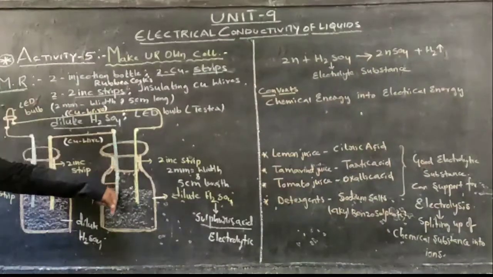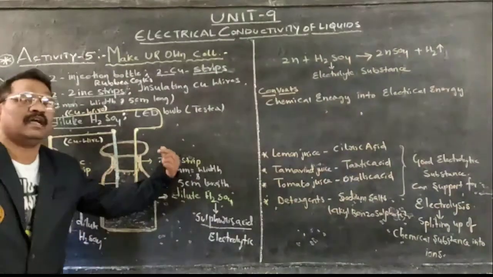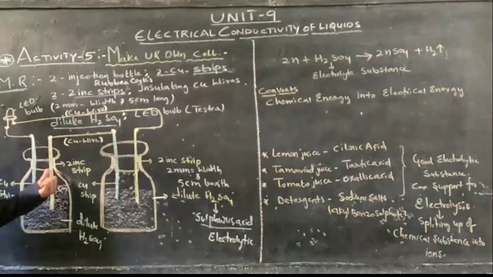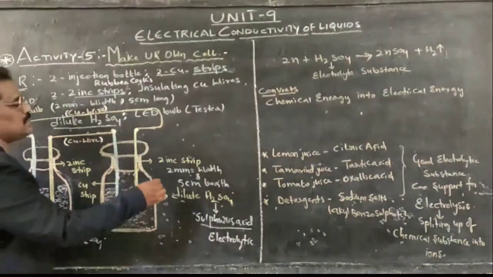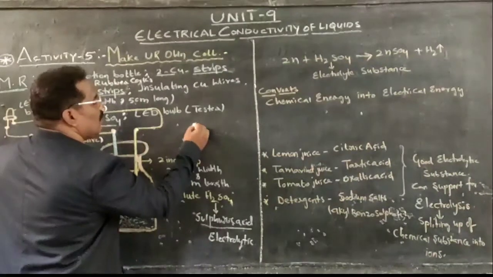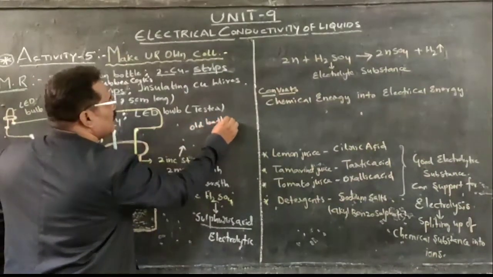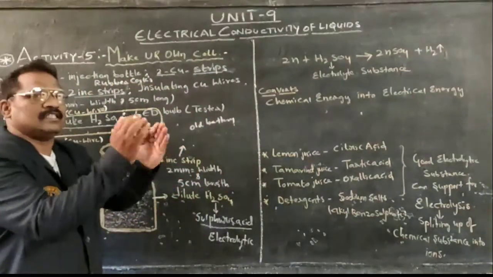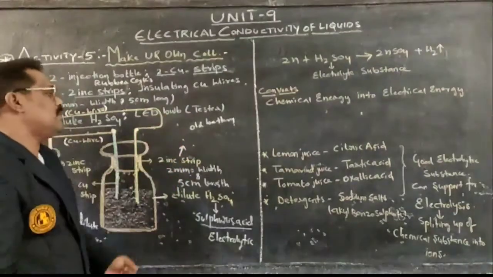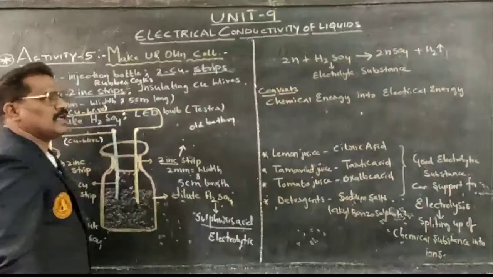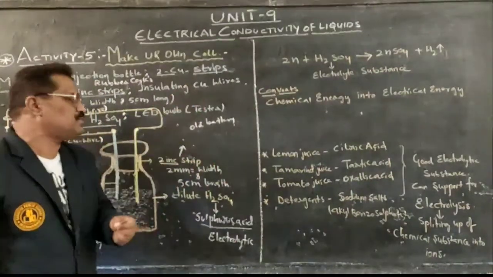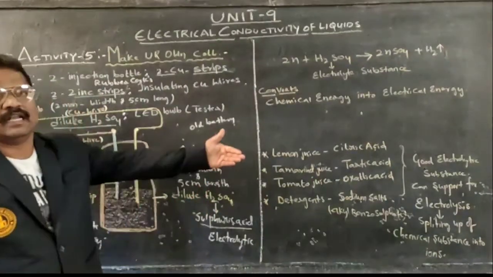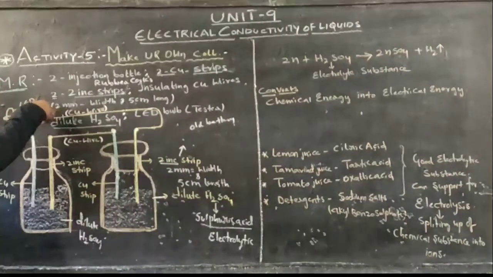Two copper strips are fixed, 2 millimeter in width and 5 centimeter in length. Later, take two zinc plates also. From where are these zinc plates taken? From an old battery. If you break an old battery into pieces, a metallic sheet will be there, which is made of zinc. Cut that metallic strip into two strips, 2 millimeter in width and 5 centimeter long. Cut it nicely and inject it into the rubber corks.